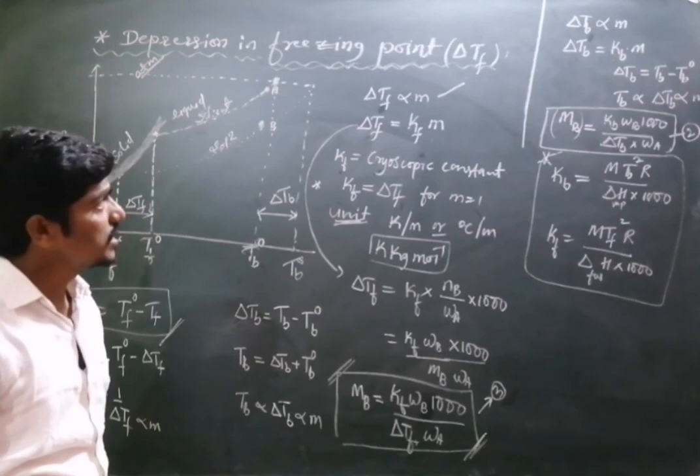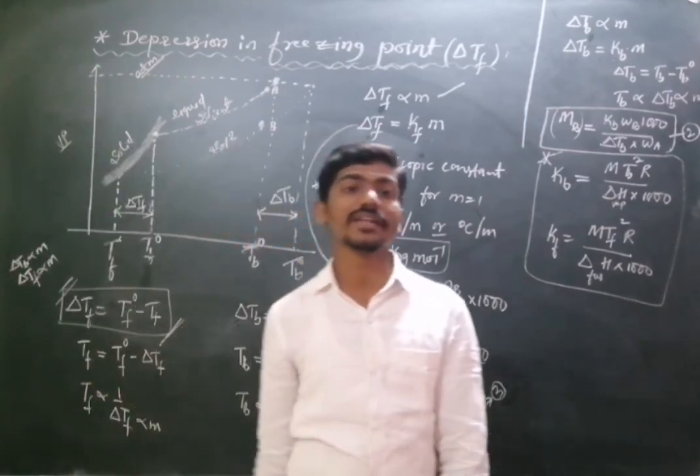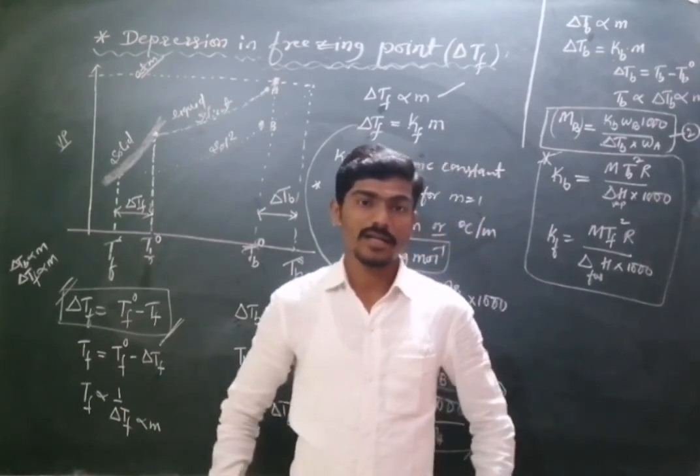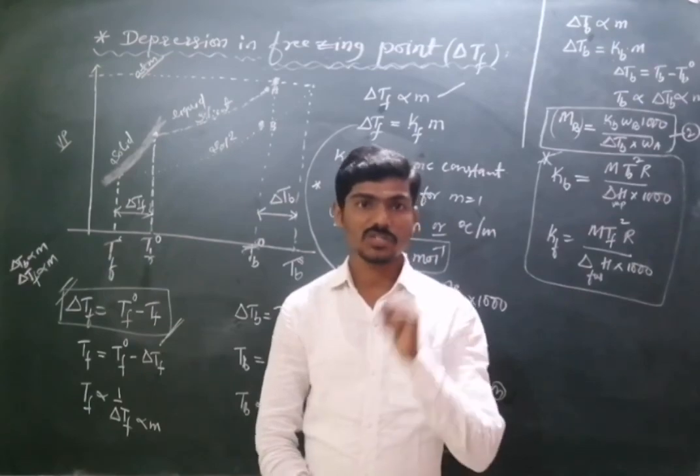So this is regarding the third colligative property, that is depression in freezing point. Right? In the next class, we will solve some of the numericals on depression in freezing point.